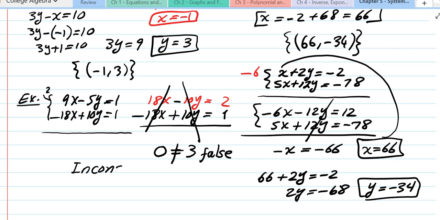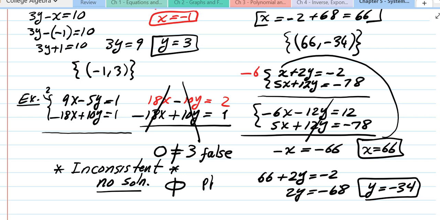So that would be the sign. The sign the system is inconsistent: the variables disappear, and you get a false statement. Remember, inconsistent systems have no solution. Ultimately, what is the answer? The answer is not inconsistent, by the way. That just identifies the type of system. What is the answer? This is the answer. The answer is no solution, and the solution set has nothing in it.